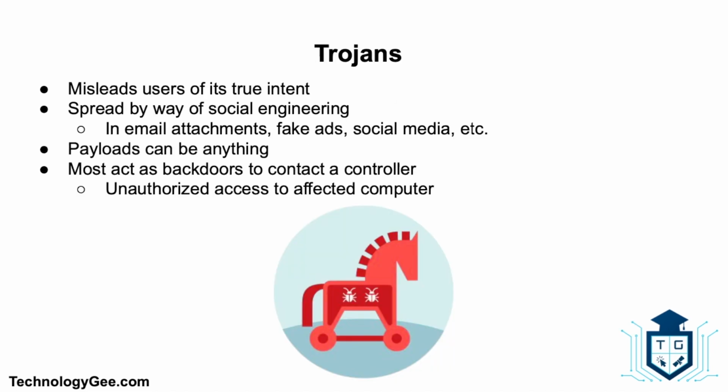Next, we have trojans. A Trojan horse is any type of malware which misleads users of its true intent. Trojans are generally spread by some form of social engineering, such as executing an email attachment disguised to not appear suspicious, or by clicking on fake advertisements on social media or anywhere else. Trojan payloads can be anything, but modern forms act as a backdoor to contact a controller, which can then have unauthorized access to the affected computer.